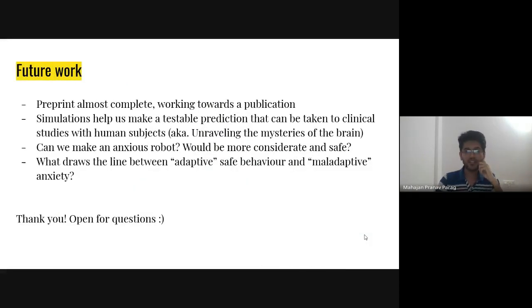Future work, as I said: any understanding from simulation can help us get it tested with human subjects with more ease, because a lot of stuff goes into human studies. You have to actually get those 20 or 30 subjects, you need to do all the ethics and stuff, you need access to an fMRI machine, and there's lots of money involved. So having a theory paper beforehand makes it all easier.